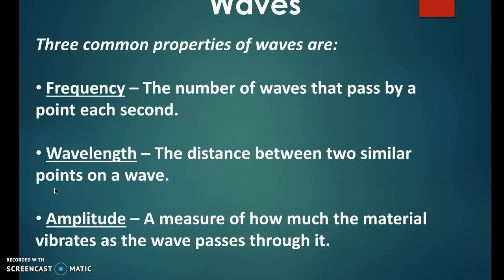Okay, and just a little bit more vocabulary. We're used to using the word period to talk about oscillations. We mentioned frequency a little bit, but frequency is the rate at which waves pass, so the number of waves per second. Wavelength is the distance, the length of one full cycle of a wave, and the amplitude is how much material vibrates as the wave passes through.